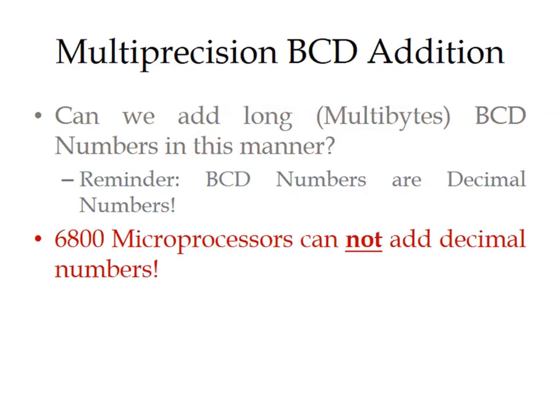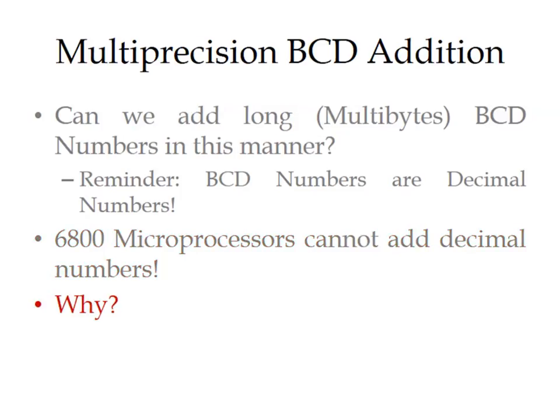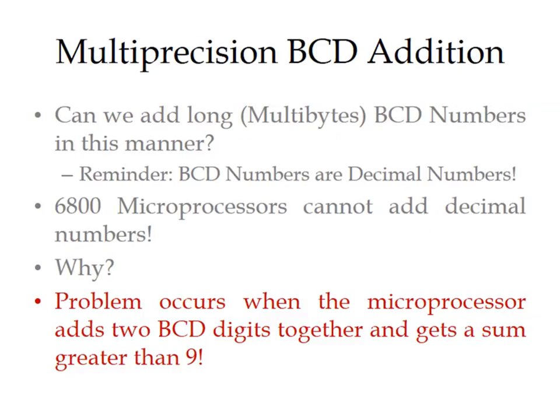Now what happens if you have BCD numbers and you are trying to add them in the same manner? The family of microprocessors we use from Motorola cannot add decimal numbers. Okay? Now this is the problem. You are not converting your hex number into decimal, but how can you really add the BCD numbers which look like decimal numbers, but are actually hex numbers? Okay? Now, first we need to know why this addition is not possible in 6800 microprocessors.